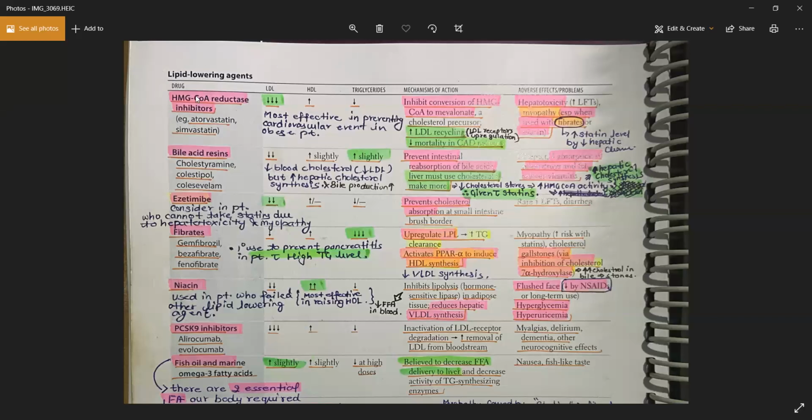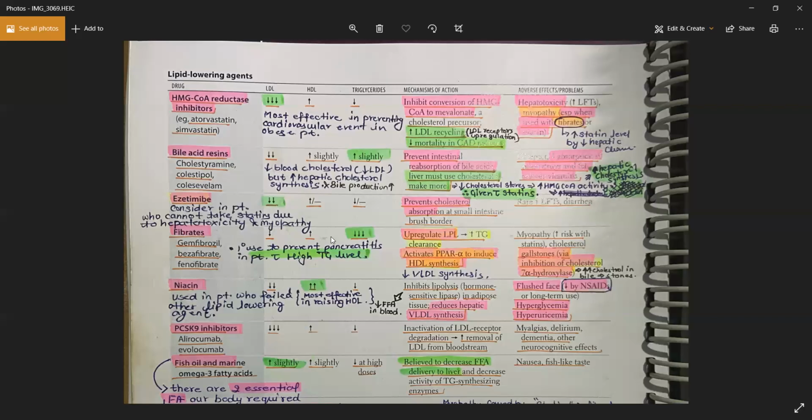Okay, a patient who is having any hepatotoxicity or muscle pain, instead of the statins, you will use ezetimibe. Okay. Then the fibrates: gemfibrozil, fenofibrate, bezafibrate. They will slightly reduce the cholesterol, but they have a major action on the triglycerides. So in hypertriglyceridemia or hyperchylomicronemia, you will use the fibrates.